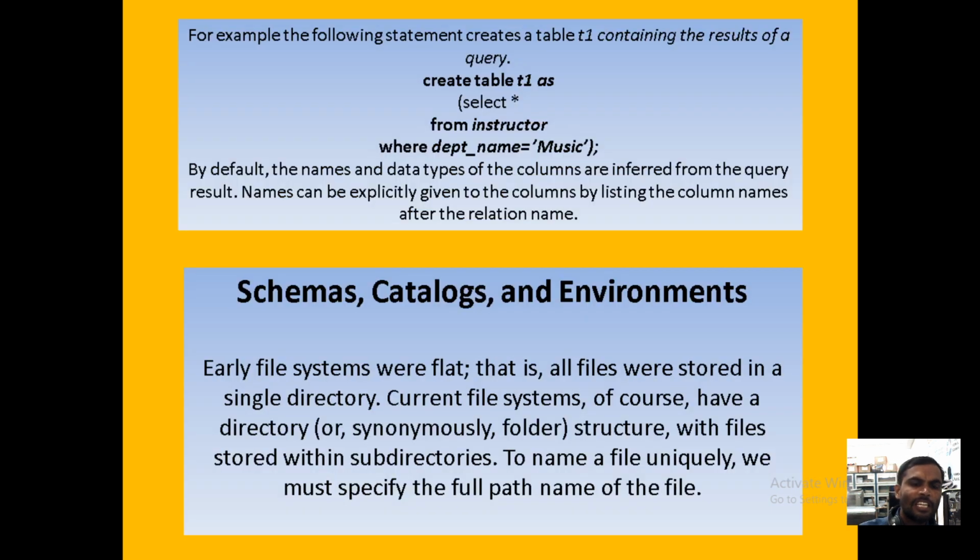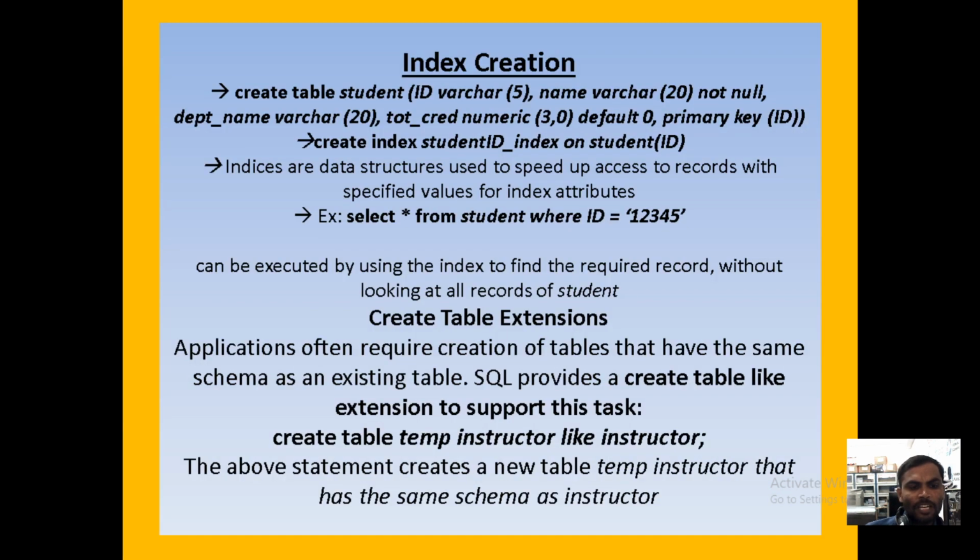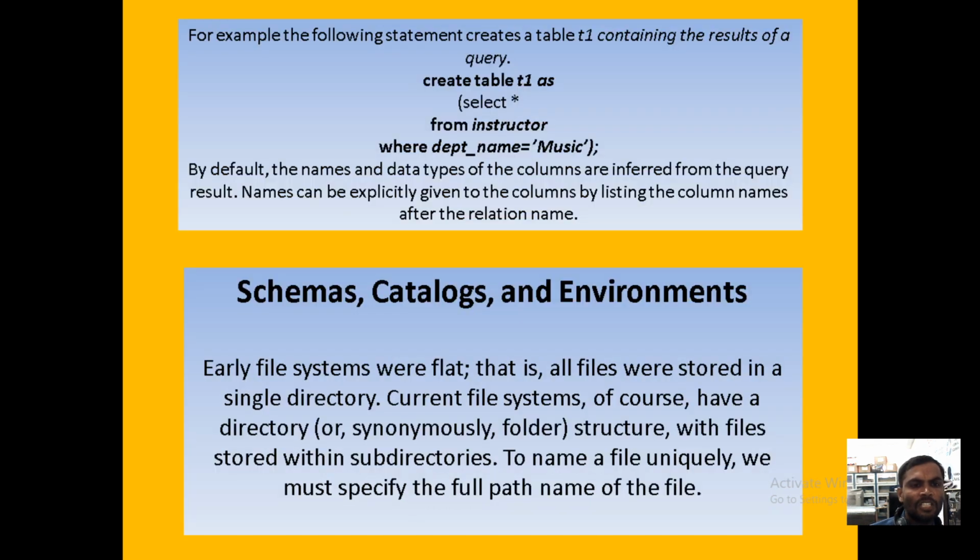For understanding purposes, if you want to create a temporary table, we create it with the example create table T1 as select star from instructor where department name is music. With the help of the select statement, we retrieve only the music department data and assign it to the T1 table. This plays a major role if you want to create a specific table from an existing table; we can use it in this way.